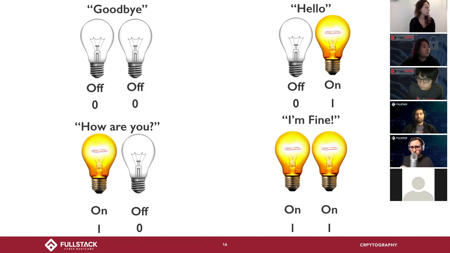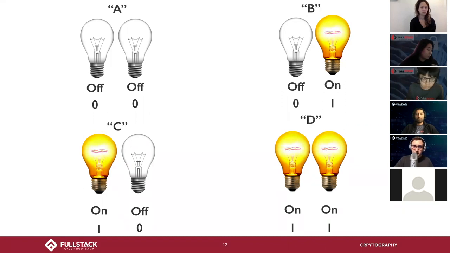But we can also say, you know what, this combination of lights, 00, 01, 10, and 11, can actually represent letters like A, B, C, and D, right? We can say that now we have an alphabet. And with enough letters, of course, we can represent the alphabet. We can also represent numbers this way.